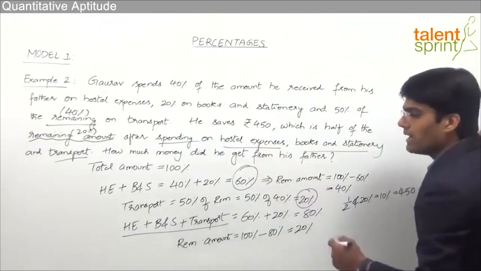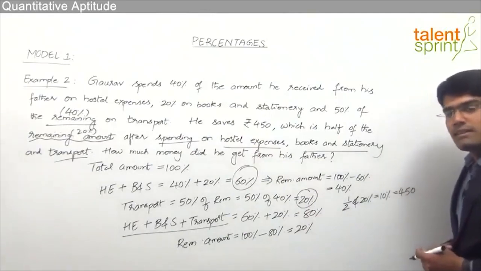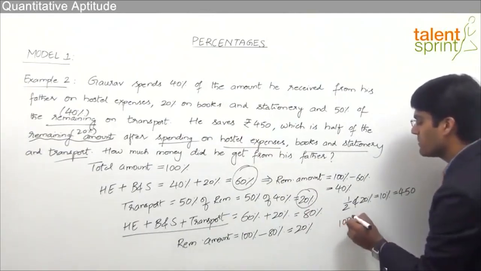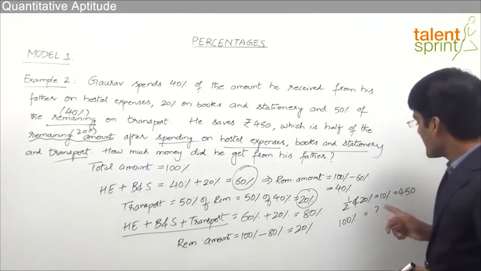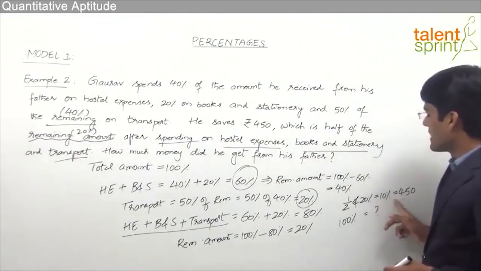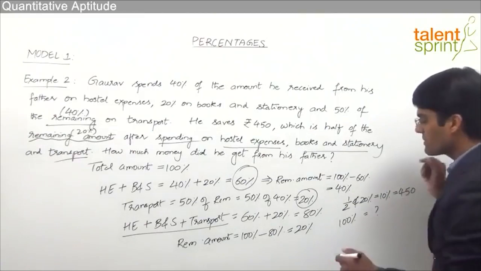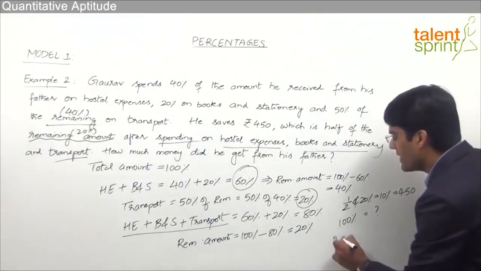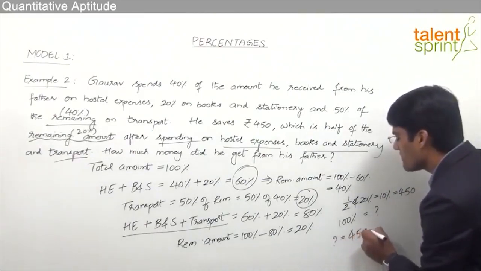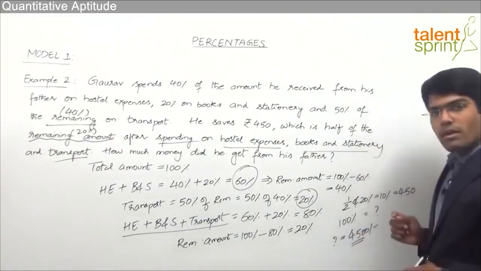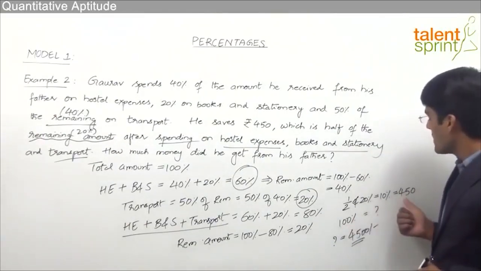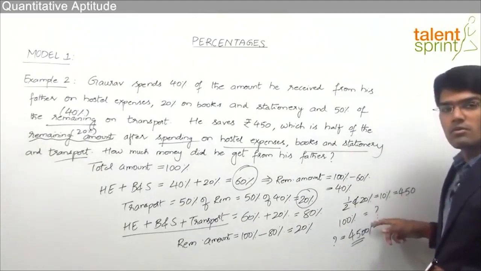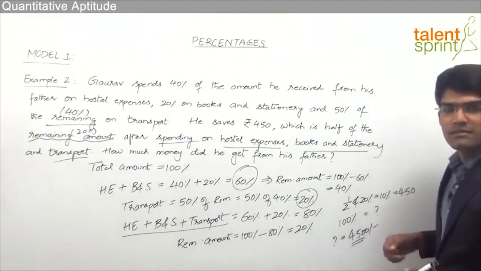We very well know that the total amount that he got from his father is 100%. So 100% is equal to what has to be calculated. So we know that 10% is 450, 100% equals to what? So by cross multiplication we can say that this value will be equal to 4,500 rupees. Why? Because 10% into 10 will give us 100%. So 450 into 10 should give us the equivalent amount. 450 into 10 is 4,500.